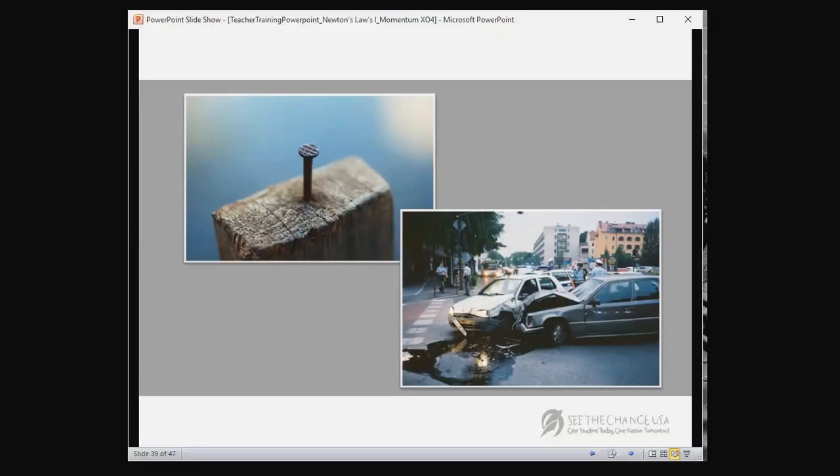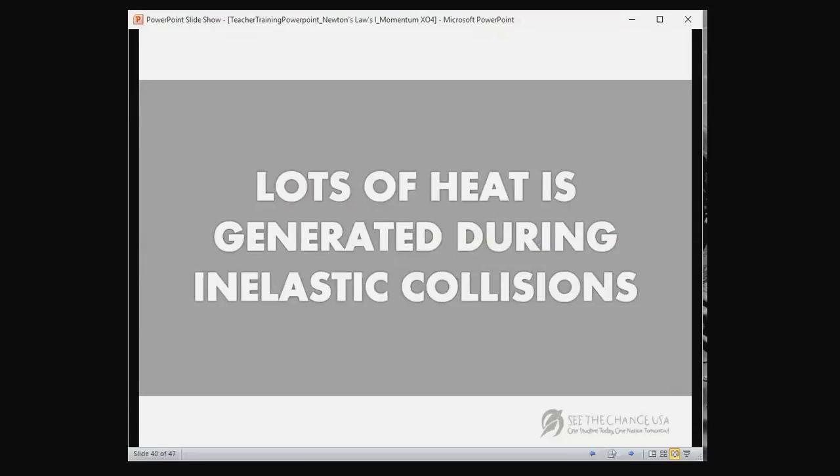And car crashes are highly inelastic collisions. One characteristic trait is that lots of heat is generated during inelastic collisions. So if you were to hammer a nail into wood and then take it out and feel the nail, it will be very warm to the touch. Also, cars are designed to be highly inelastic because when a car collides with another car, you don't want that kinetic energy being transferred to the person inside the car. You want it being transferred as heat so that less of that energy affects the motion of the person's body. So the more inelastic the car collision, the better.